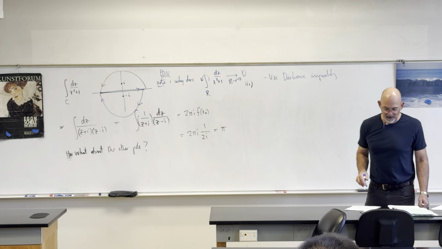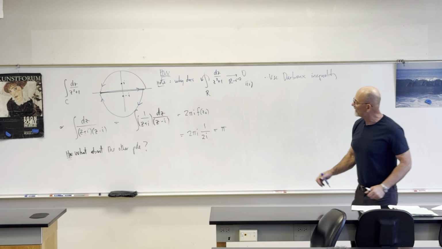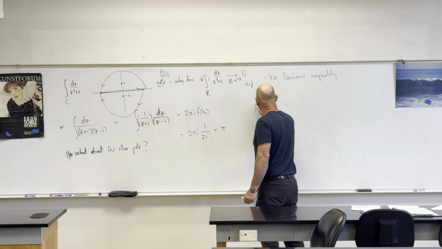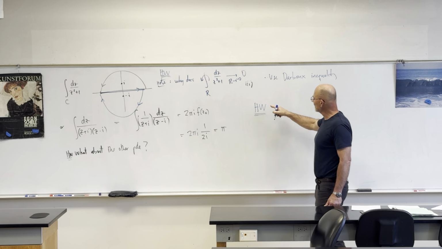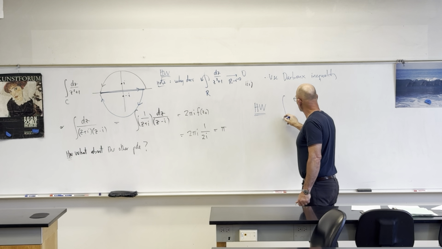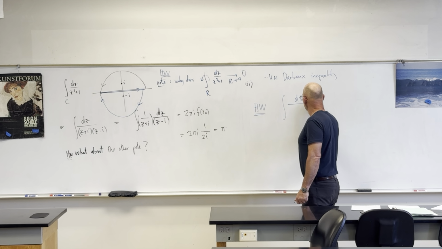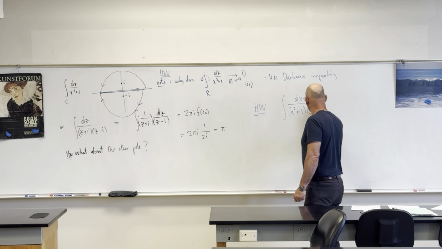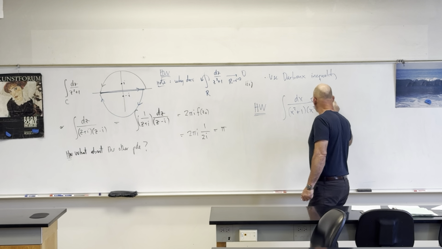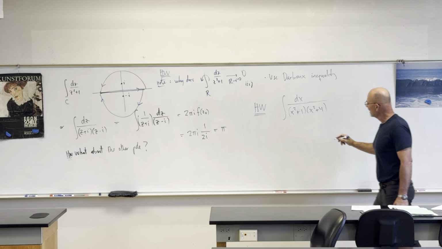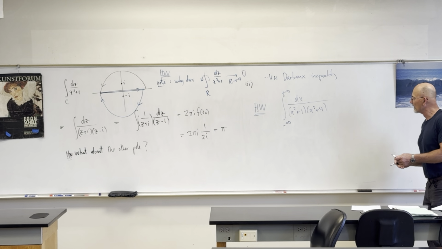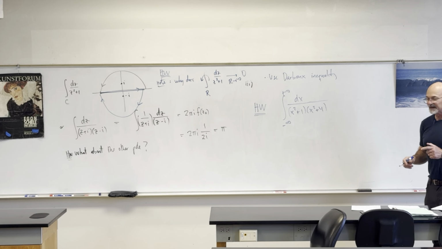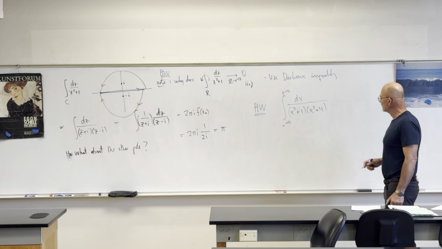One more, and it will actually be pretty good for next week. This may have also been in the previous notes, but we're catching up to them. Suppose we had the integral dx over x squared plus 1 times x squared plus 4, from minus infinity to plus infinity. We want to use Cauchy's integral theorem techniques, contour integration.